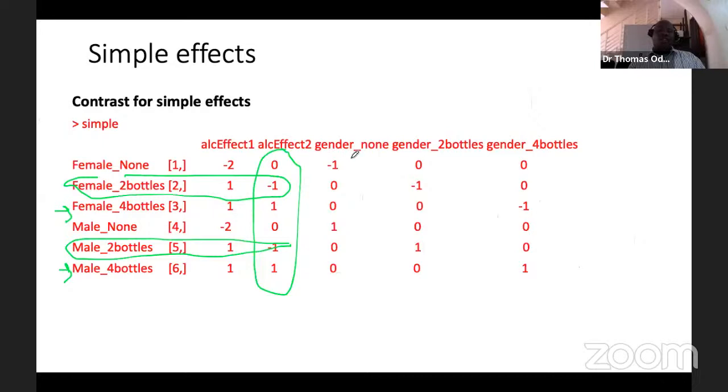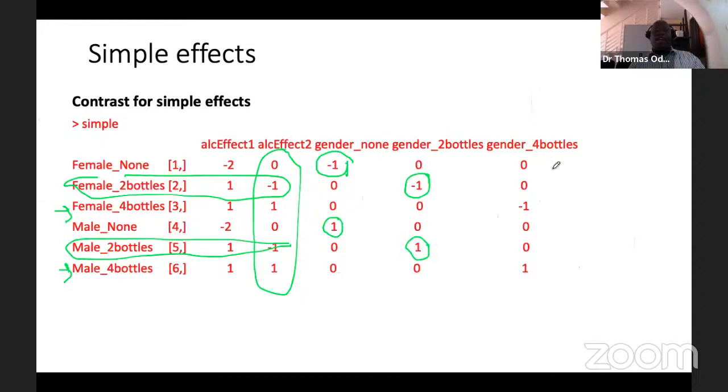Gender. So here we have gender none. So here we're comparing female none with male none. Okay, that is gender none. And then here we're comparing gender 2. So you're comparing female at 2 bottles with male at 2 bottles. So these are the simple effects.